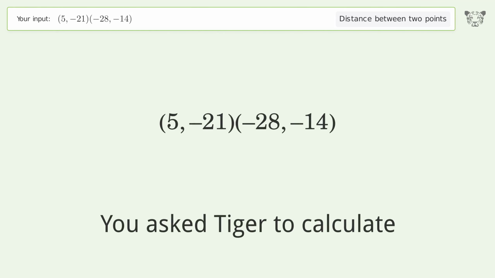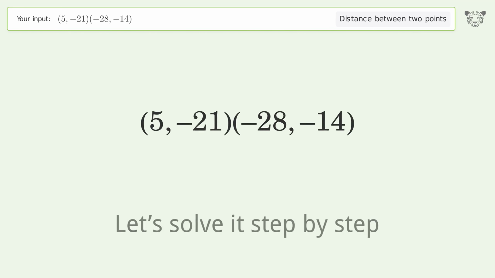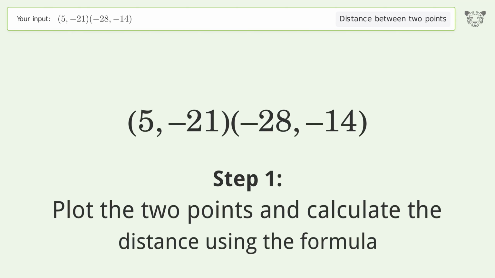You ask Tiger to calculate. This deals with the distance between 2 points. The distance between the 2 points is the square root of 1,138, or 33.734. Let's solve it step by step. Plot the 2 points and calculate the distance using the formula.